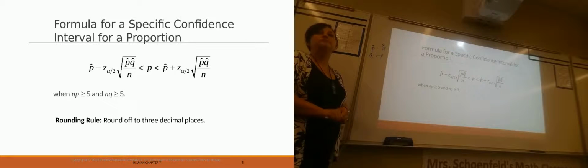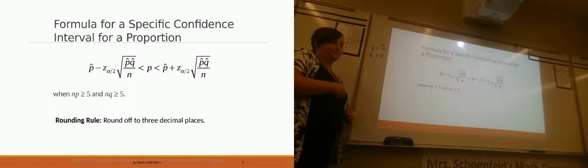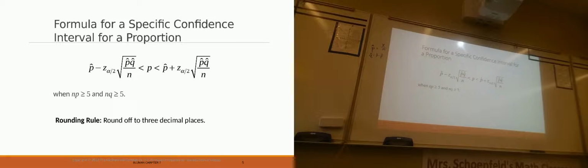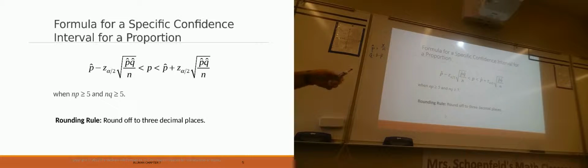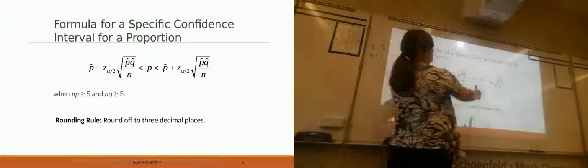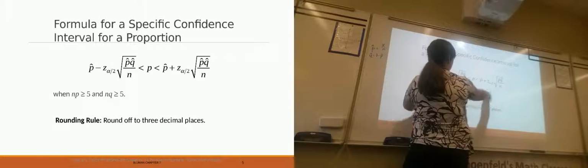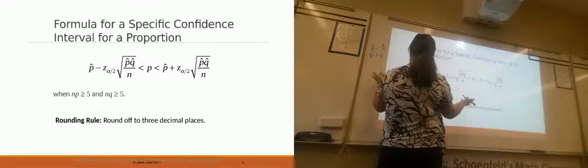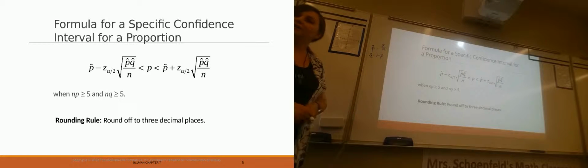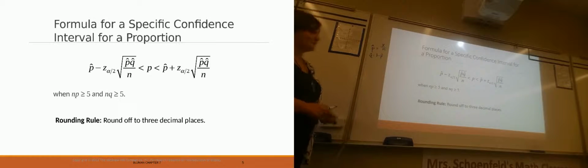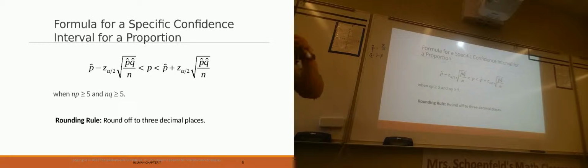So what we just did, how we found our P hat and Q hat, which were 0.36 and 0.64, now we have to put that all in there. I wrote P hat and Q hat on the side so that I don't forget what they are. Round to 3 decimal places.